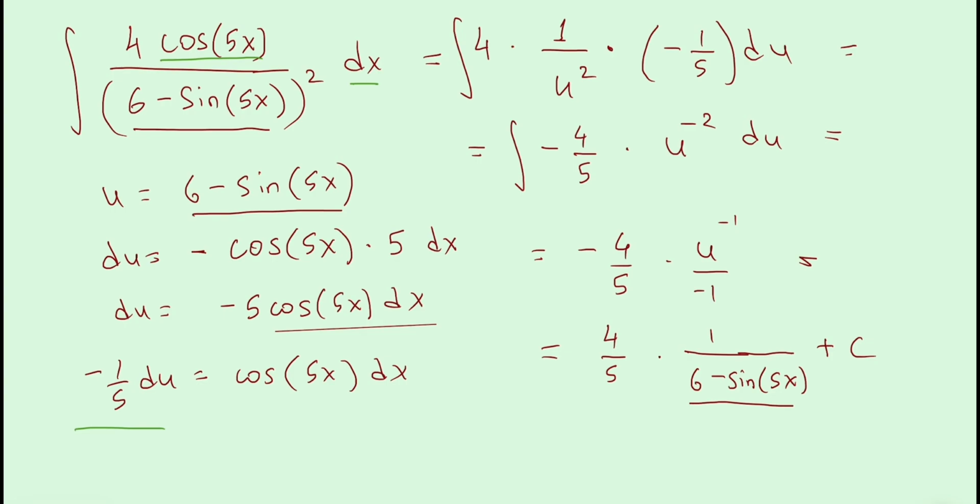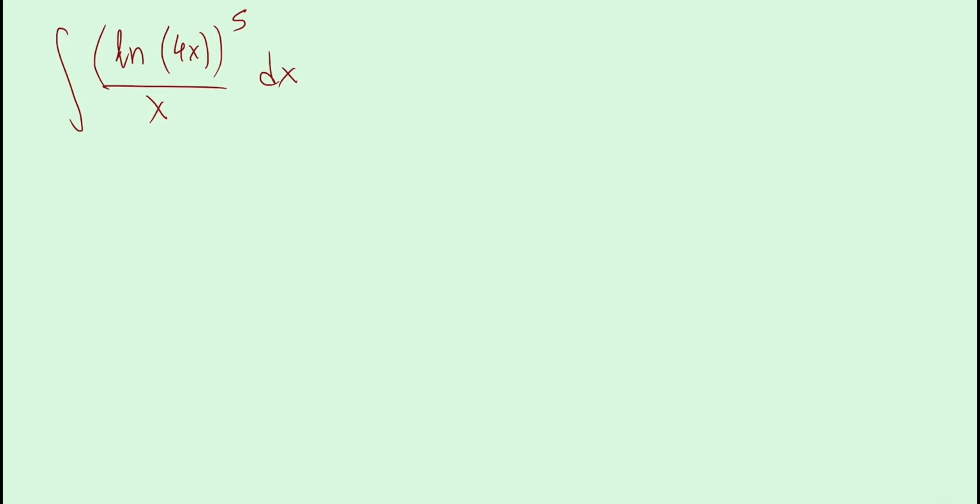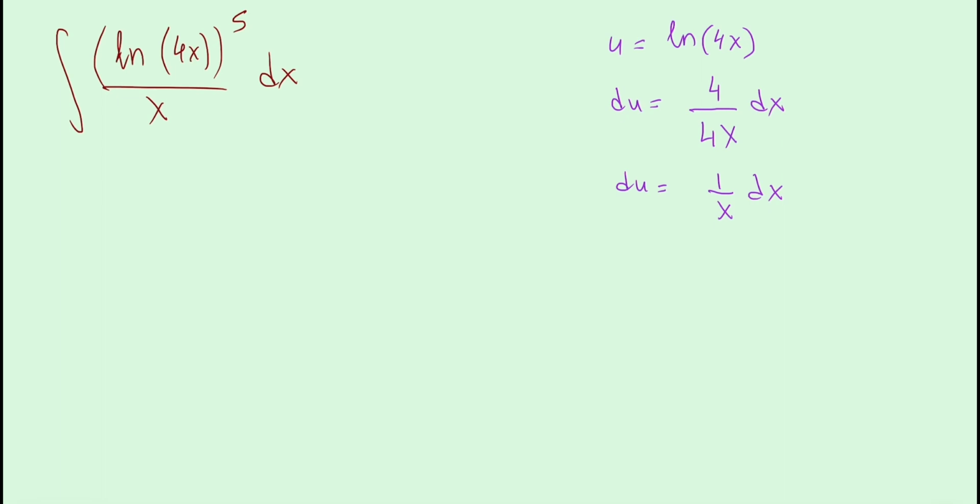Now let's move on to the next example. Here we are integrating natural log of 4x to the 5th power over x. Here we're going to replace u with natural log of 4x. Because if we were to differentiate natural log of 4x, we will get the derivative of the inside function, which is 4, over the function itself, 4x, dx. And this would equal, let's rewrite this, 1 over x dx, which is our second function, 1 over x.